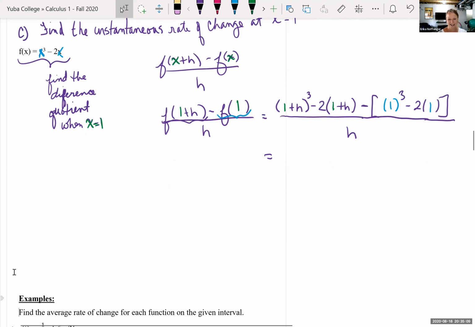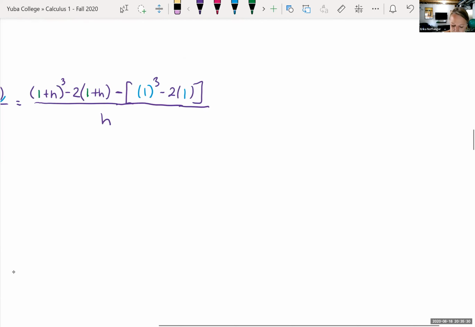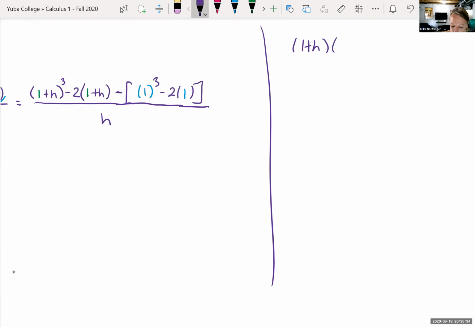So let's simplify this down. Unfortunately, I wasn't thinking when I said let's just find the instantaneous rate of change. I didn't see that cubic there. It's not too bad, but it's just going to take a little bit of work. So maybe on the side, I'm going to look at 1 plus h times 1 plus h times 1 plus h, because I have to boil that out. I'm just going to do this on the side real quick.